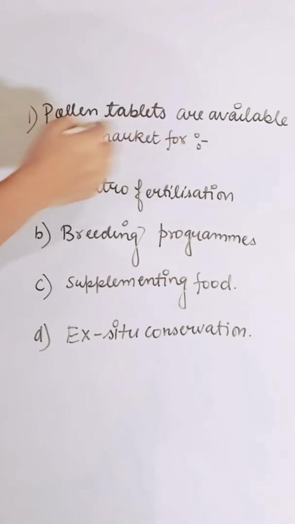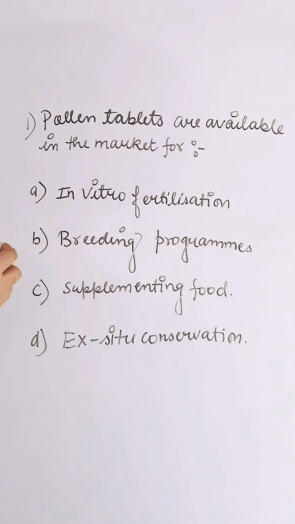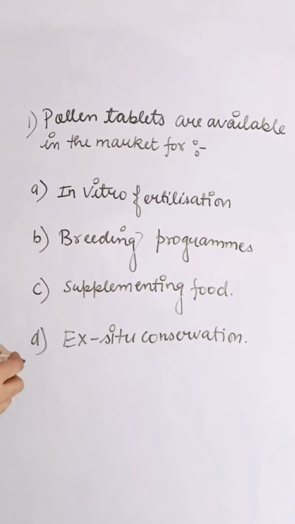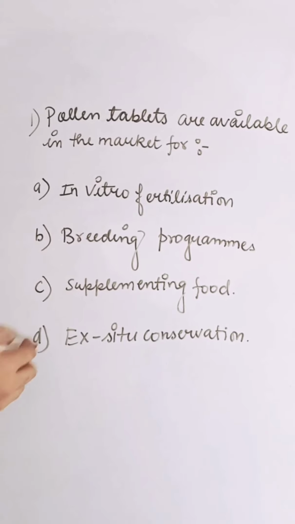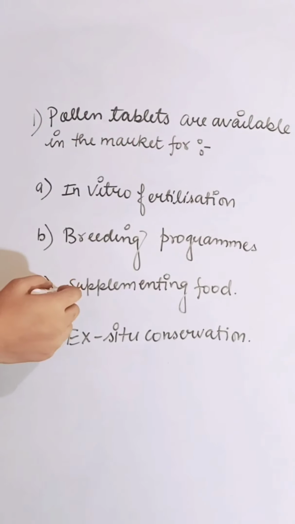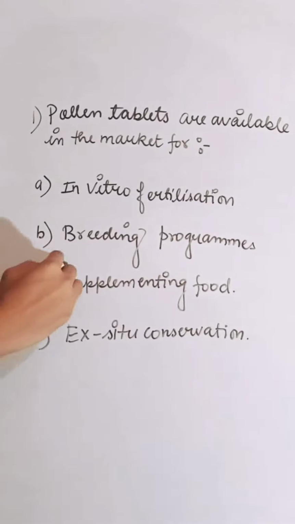Pollen tablets are available in the market for: first option, in vitro fertilization; second, breeding programs; third, supplementing food; and fourth, ex situ conservation. Pollen tablets are available in the market for the purpose of supplementing food. So the correct answer is C.